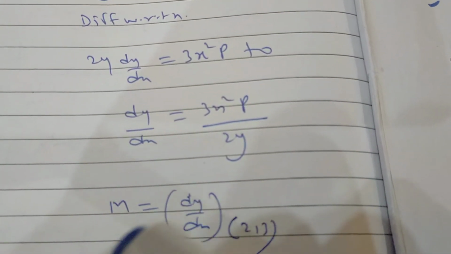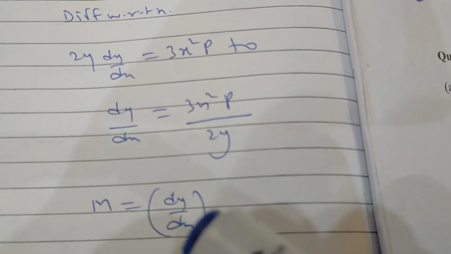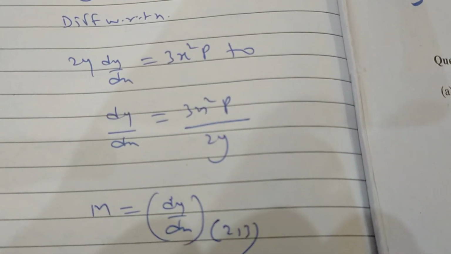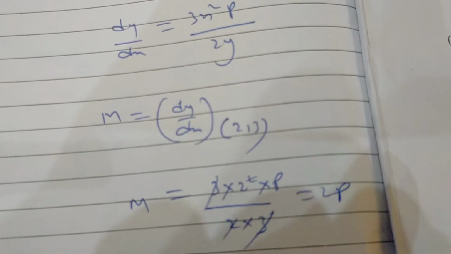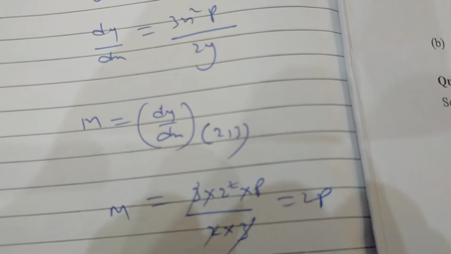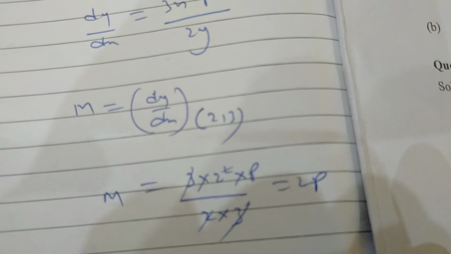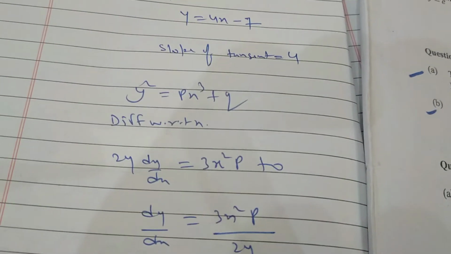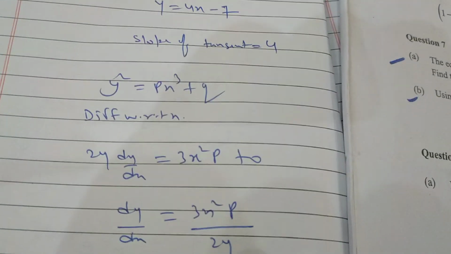For finding m, we put the values of x and y in this equation, in dy upon dx. If I substitute the values of x and y, I get the slope. So here the slope is coming 2p after substituting x is 2 and y is 3 in this equation. Earlier we got the slope as 4, and here our slope is 2p. So definitely this 2p is equal to that 4.